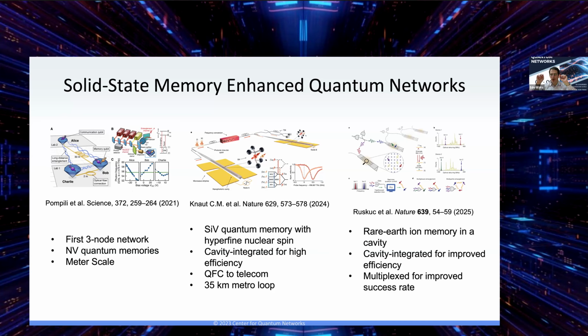They entangled them with photons, and they sent one of them into a loop. It went 35 kilometers out and back, came back to the lab, and got entangled with the other qubit. So this is a big step in that it is using a metro scale network fiber to do the entanglement, but the two qubits themselves were still in the same lab.